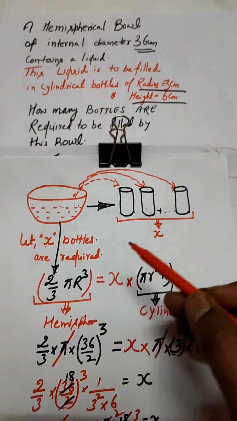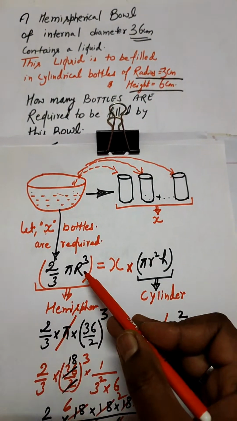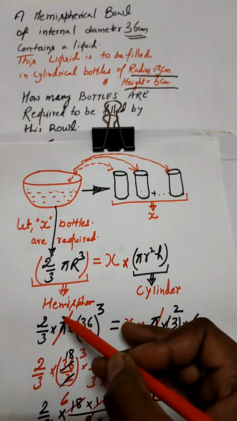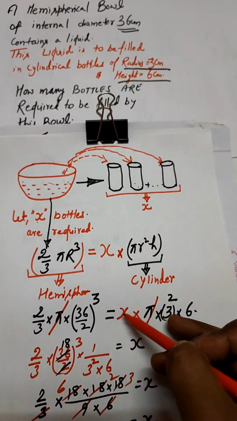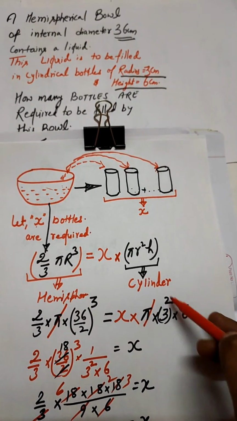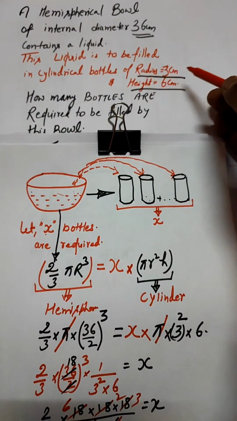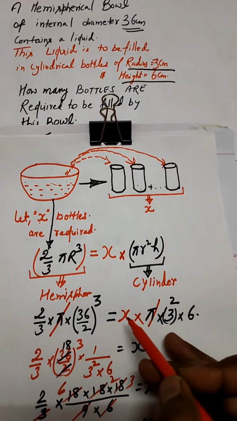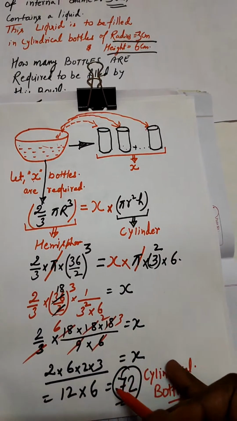It's given that the bowl has a 36 centimeter diameter, so the radius of the bowl will be 36 by 2. Just put the value over here and equate with the RHS, that is x into pi r square h, where small r and small h are the values of the cylindrical bottle, right? Now just put the values to get the value of x. Now x is calculated as 72.